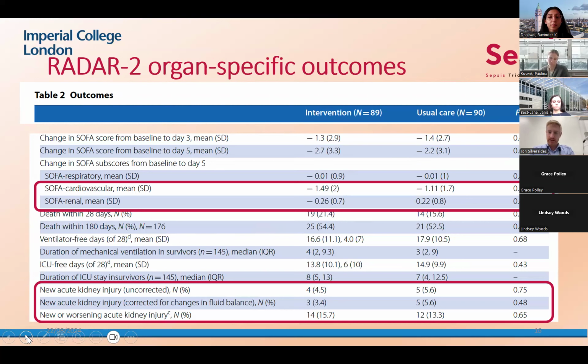That's pretty well known, and they were higher in the intervention group than in the usual care group. Importantly, cardiovascular stability was similar between the two groups, and rates of acute kidney injury were similar between the two groups. So there was no evidence of any harm in terms of cardiovascular or hemodynamic instability or of renal outcomes, acute kidney injury.